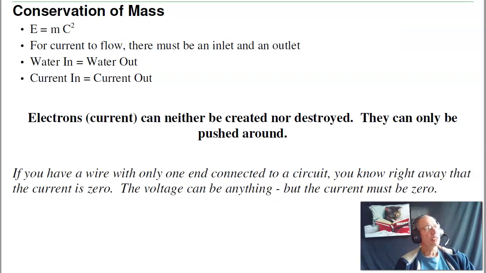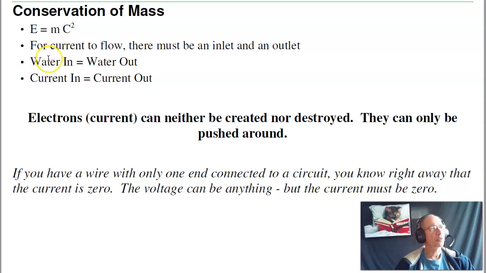We also have conservation of mass. From Einstein, you have E equals mc squared. It takes just a little bit of mass to create a huge amount of energy. If you're not destroying matter or creating energy, then you have conservation of mass. Electrons actually have some mass to them. Likewise, you also have conservation of electrons.